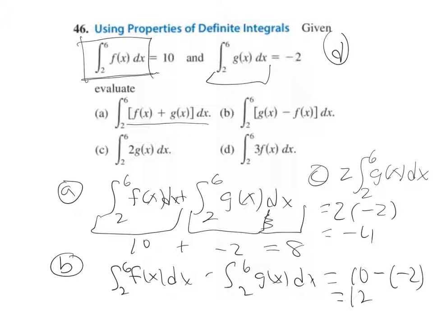And the last one, part D, I can think of the integral from 2 to 6 of 3 times f of x as the same as 3 times the integral from 2 to 6 of f of x dx. And that integral is 10, so I can write that as 3 times 10, which is 30.